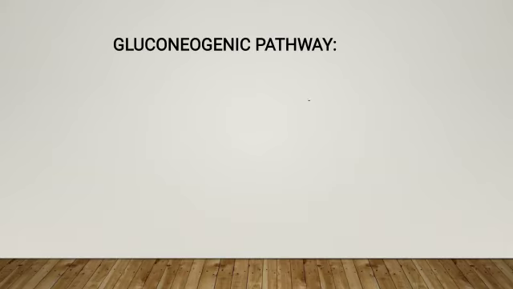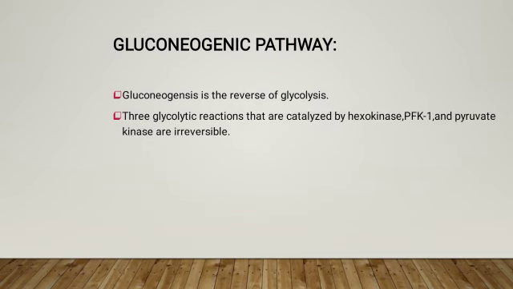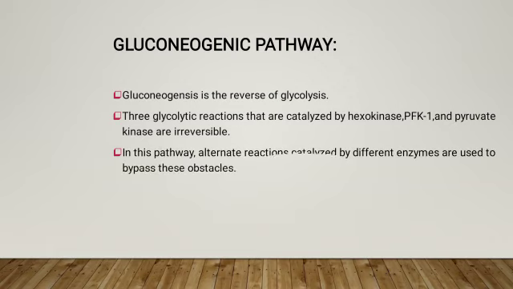Gluconeogenic pathway. Gluconeogenesis is the reverse of glycolysis. Three glycolytic reactions that are catalyzed by hexokinase, PFK1, and pyruvate kinase are irreversible. In this pathway, alternate reactions catalyzed by different enzymes are used to bypass these obstacles.